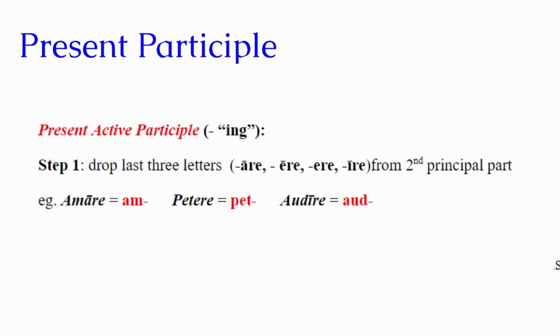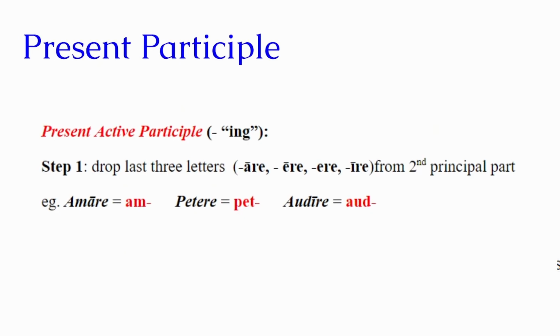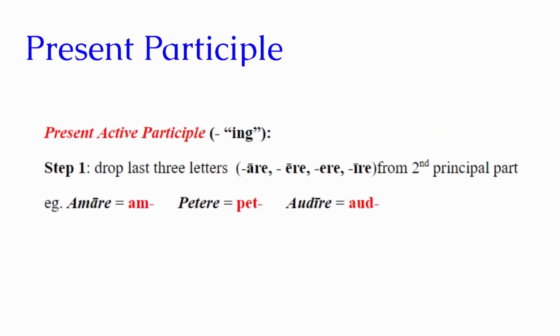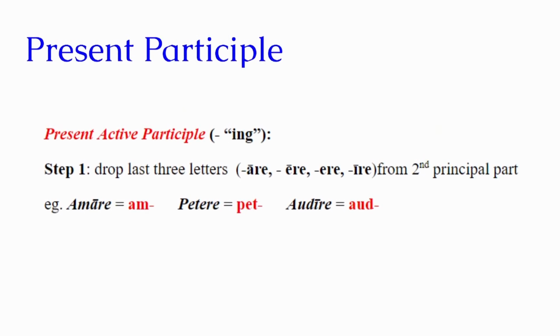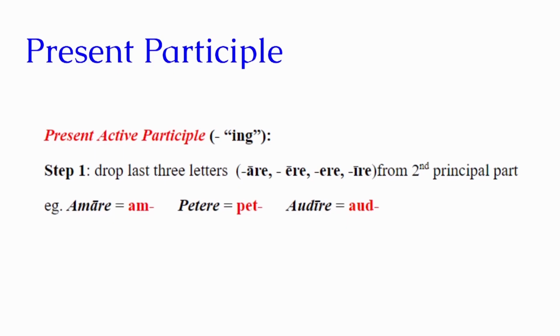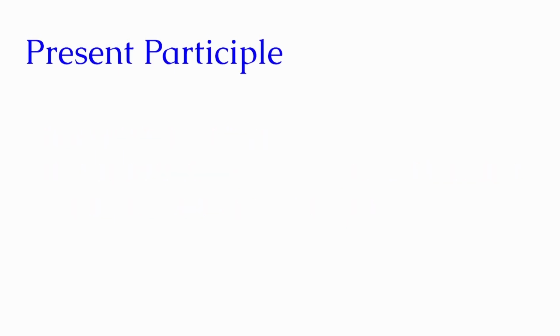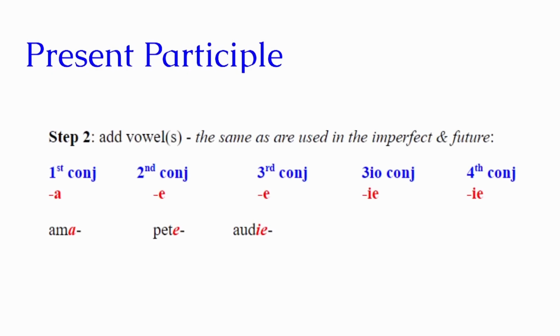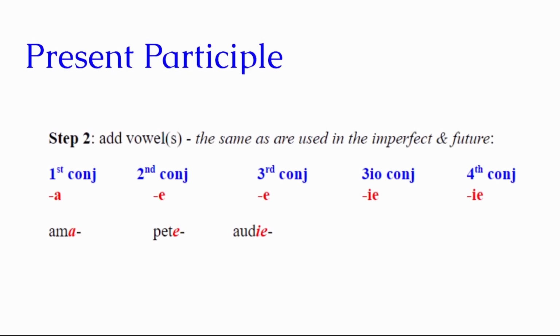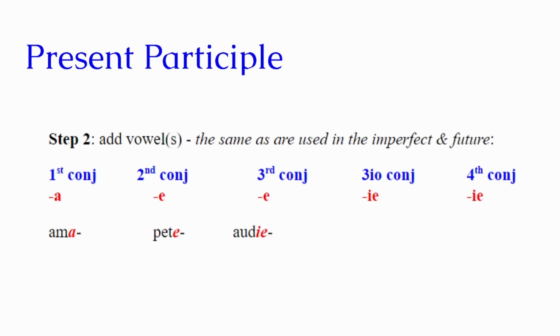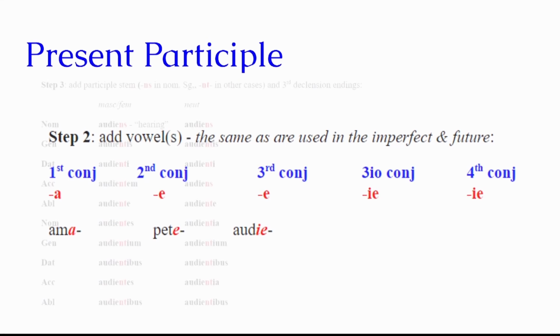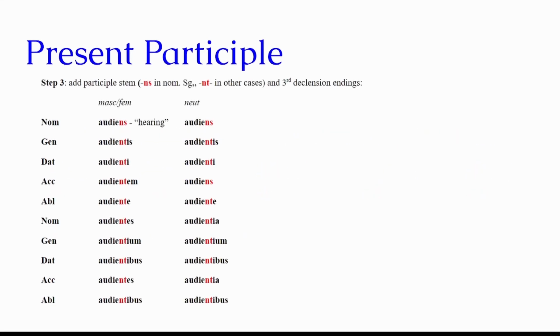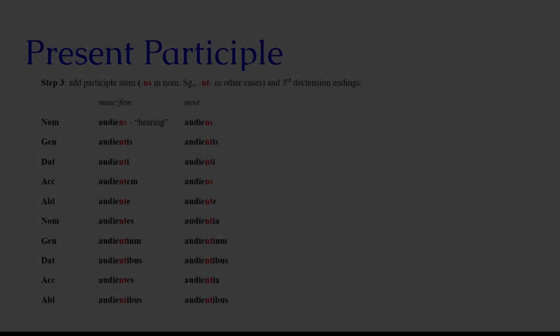So to review, present active participle. The equivalent in English is ing used as an adjective. Step one, drop the last three letters from the second principal part, just like you do when you're forming the imperfect tense. Step two, the same theme vowels that we use for the imperfect tense, A, E, E, I-E, I-E. And step three, ns in the nominative singular. And for all of the other forms, nt plus third declension endings.